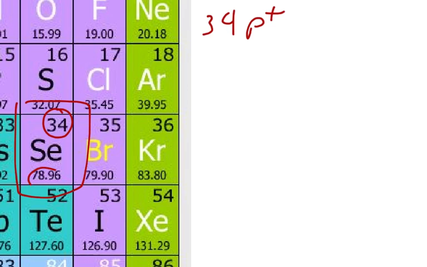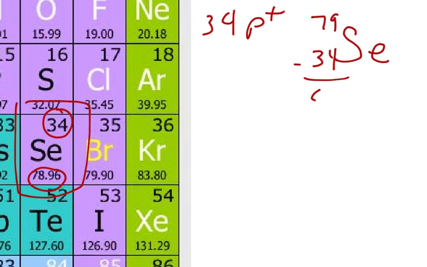Then looking at the atomic mass down here at the bottom, it's really close. We could round that off to 79. So we know that selenium must be mostly formed from selenium that weighs 79. And if we subtract those two, then we have 45. And that 45 is the number of neutrons. So this kind of an atom weighs 79 because it has 34 protons, 45 neutrons.